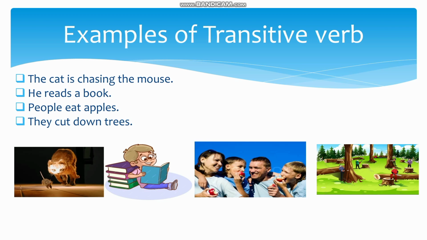Similarly, people eat apples. What do they eat? They eat apples, they eat mangoes, whatever. So we can add a direct object after the verb. They cut down trees. What do they cut down? And what are they cutting down? Whatever the question is, whenever the question is asking what, you can clearly guess and you can clearly make an idea that the verb is transitive. Of course, the action is taking place and the action is passing over to the object. Okay.